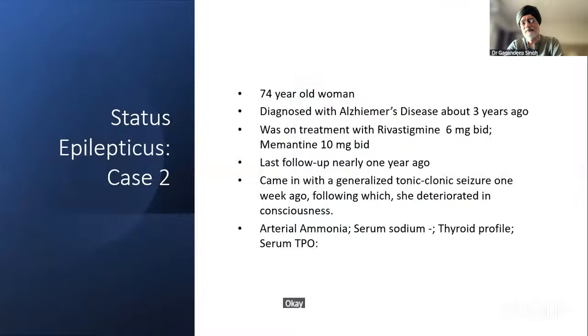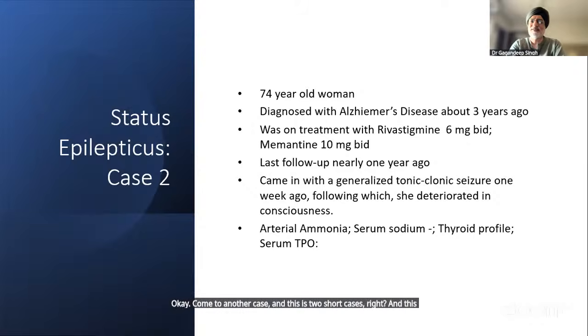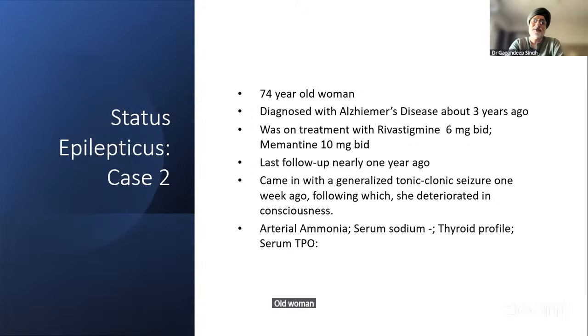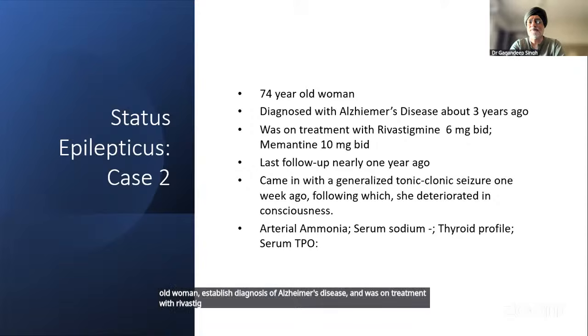Okay. We come to another case, and these are two short cases, right? This patient actually presented to us in the outpatient department. An old patient of mine had come after a year of follow-up, right? Didn't follow up for nearly a year. A 74-year-old woman, with an established diagnosis of Alzheimer's disease, on treatment with rivastigmine and memantine, right? She had a tonic-clonic seizure. The history was like this, the present illness.